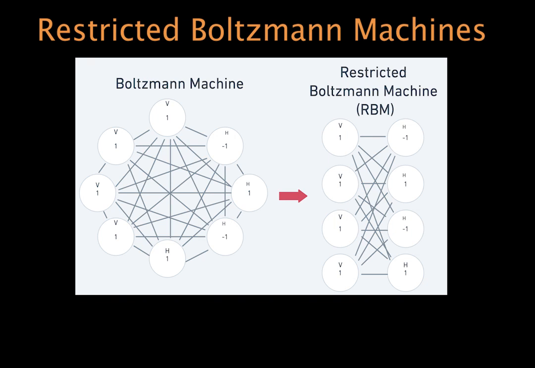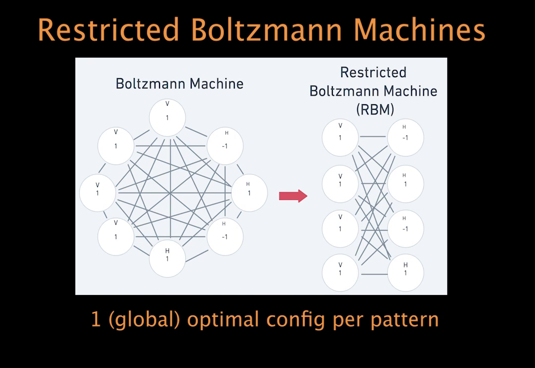Whereas in a fully connected Boltzmann machine, there were multiple acceptable network configurations per pattern, we've returned to there only being one optimal network configuration per pattern, as it was before our network included hidden units. For each fixed visible layer state, there is a single hidden layer state that minimizes the energy for the network.